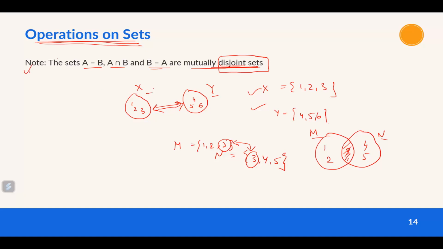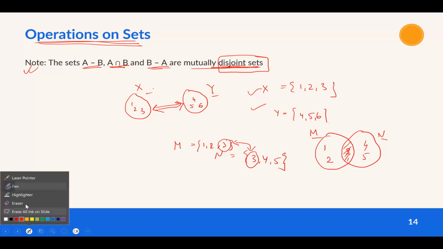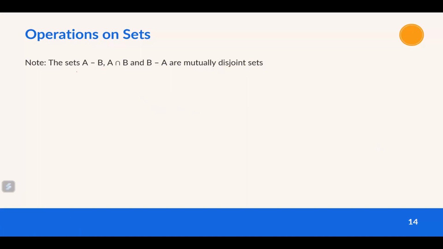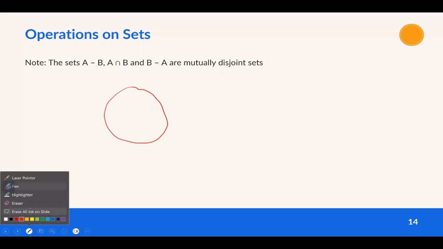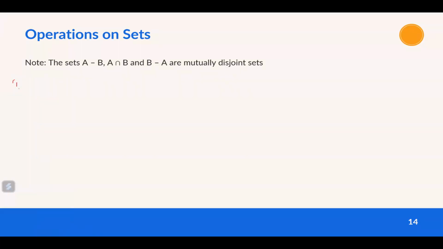Now what this note is saying is A minus B, A difference B, sorry, A intersection B and B minus A are disjoint. So I'll erase this and I'll show you how this is true. So I'll draw two sets. We can take a few cases in this case. So let me take a few cases. Suppose I have case 1, case 2 and case 3. Suppose we have three cases.